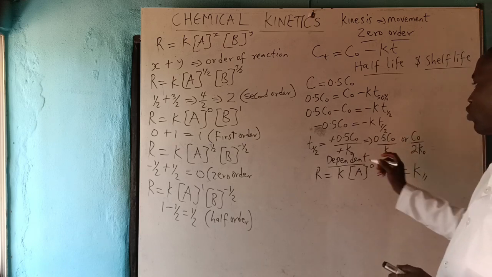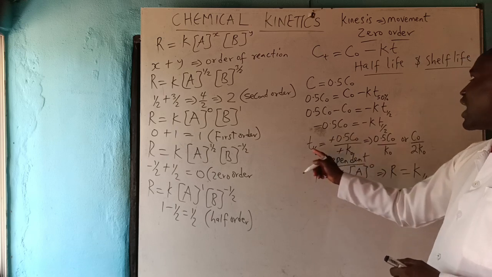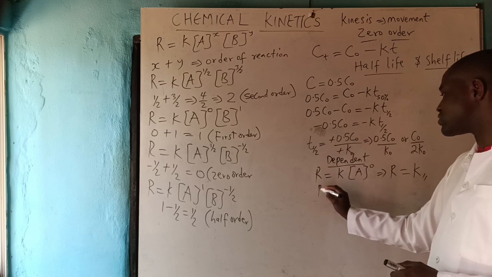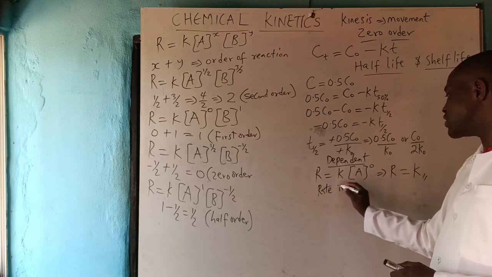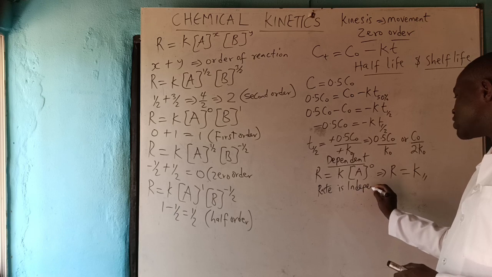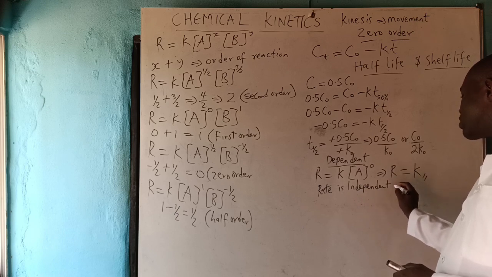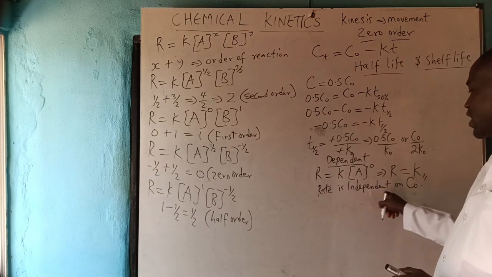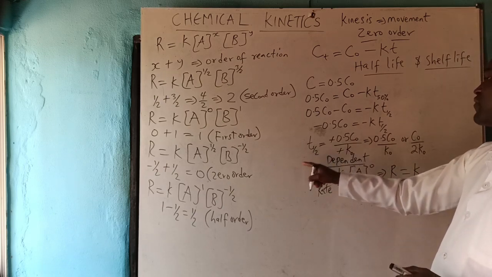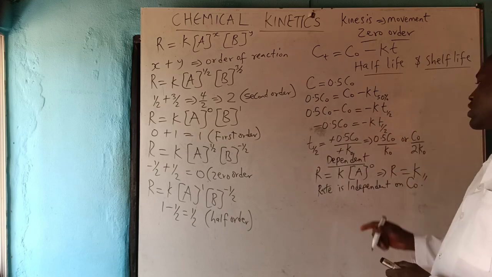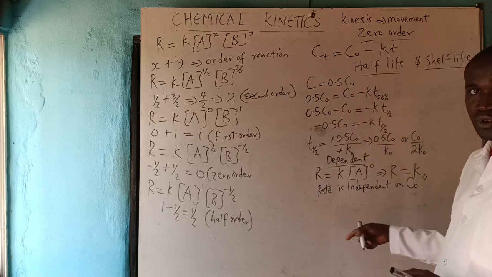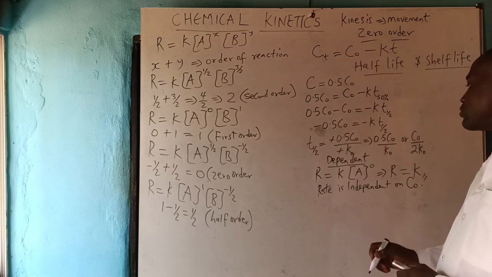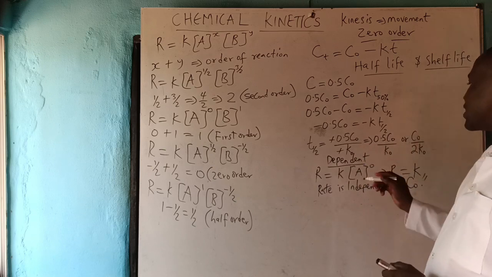Now, please note these two words. In terms of half-life, half-life of a zero order is dependent on initial concentration, whereas rate of a zero order is independent of initial concentration. Rate is independent of initial concentration. Half-life is dependent on initial concentration. Please be able to differentiate these two. Okay? Then, in this zero order reaction, we can present it in terms of what? Graph.